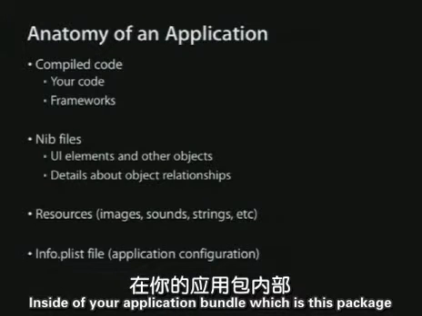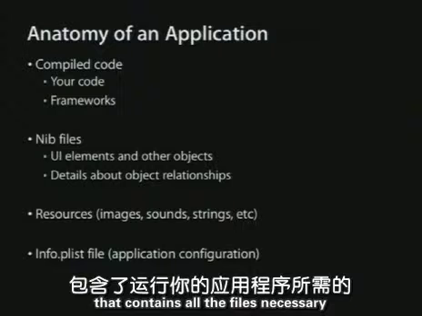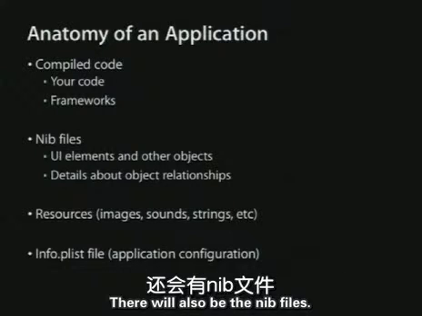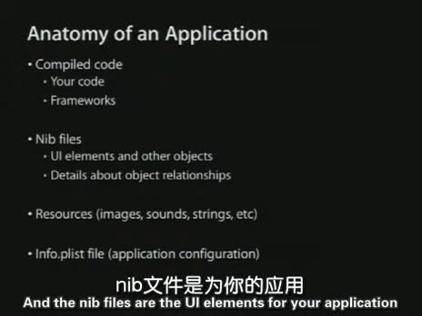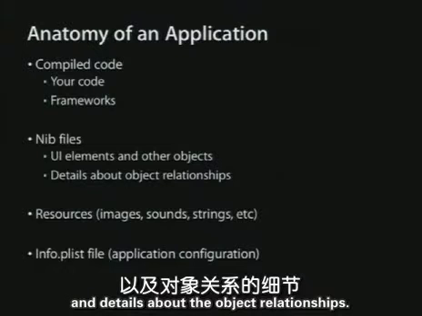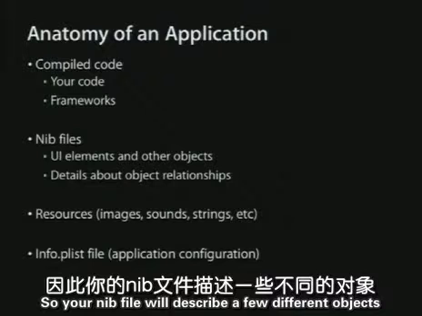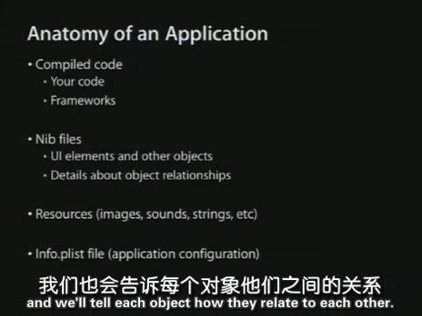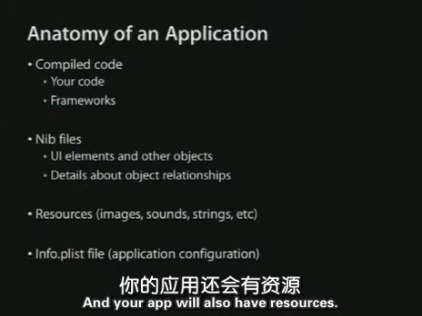Inside of your application bundle, which is this package that contains all the files necessary to run your application, there will also be the nib files. And the nib files are the UI elements for your application that are pre-laid out, and details about the object relationships. So your nib file will describe a few different objects and will tell each object how they relate to each other. And your app will also have resources.